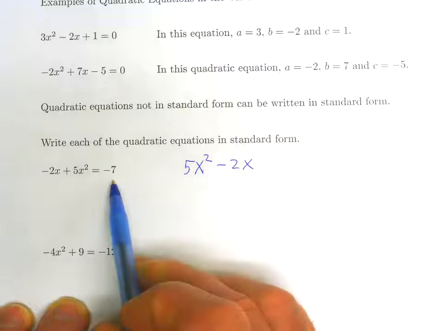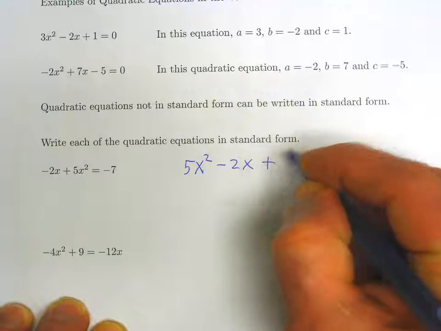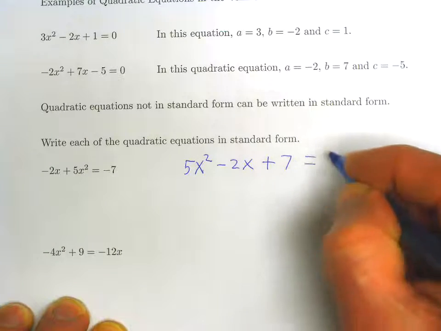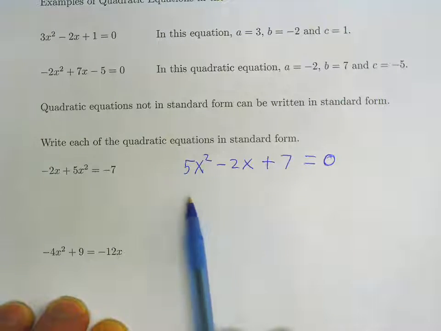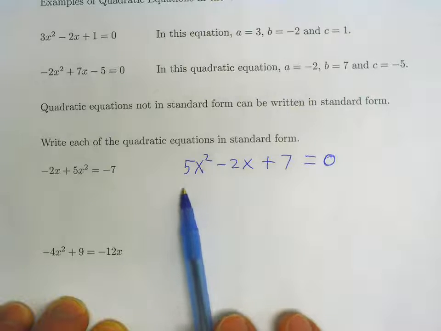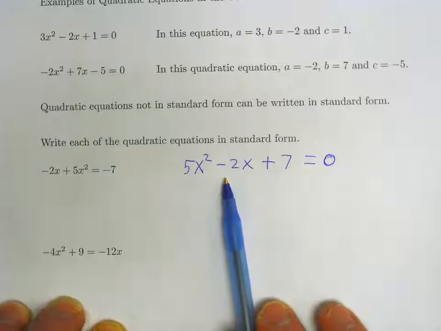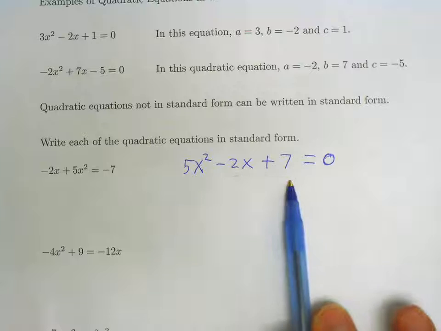And then if we add 7 to both sides, then the right-hand side will be 0. And this is now in standard form. The value of a is 5, b is negative 2, and c is positive 7.